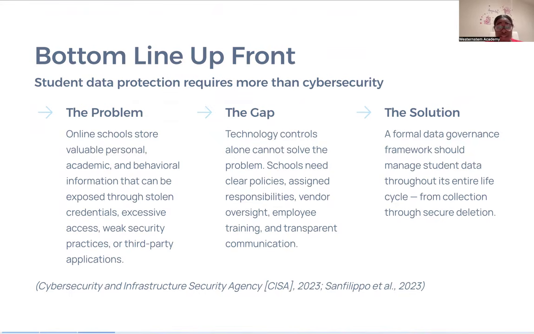The problem is that online schools are storing valuable personal, academic, and behavioral information that can be exposed through stolen credentials, excessive access, weak security practices, or even through third-party applications. The gap is that technology controls alone cannot solve the problem. Schools need clear policies, assigned responsibilities, vendor oversight, employee training, and transparent communication to make this work. The solution that we're proposing is a formal data governance framework that will manage student data throughout its entire life cycle, from collection through to secure deletion.